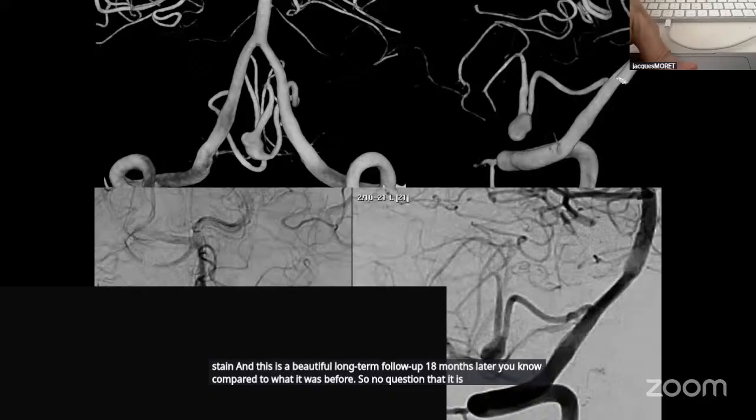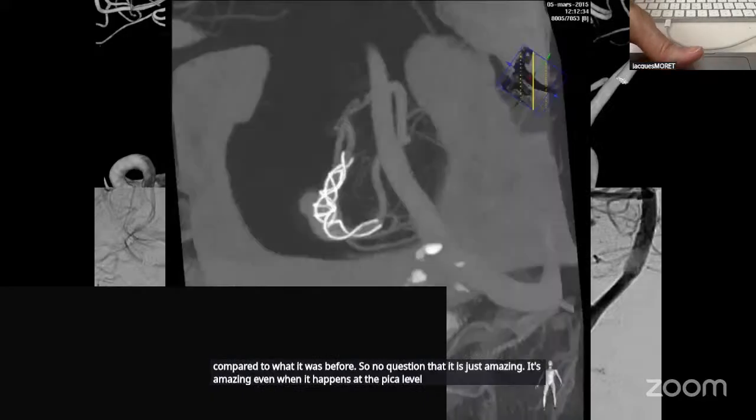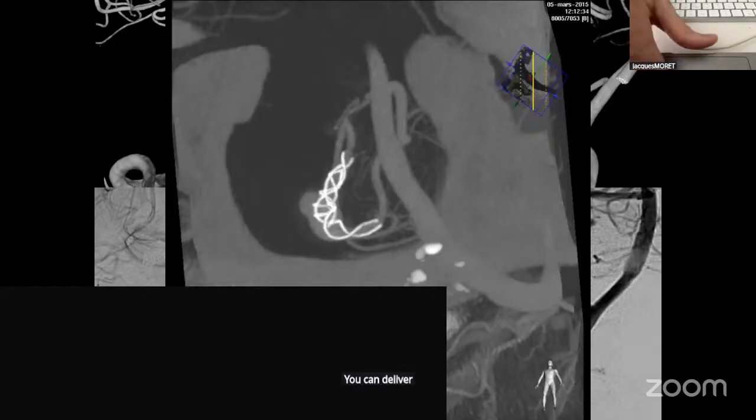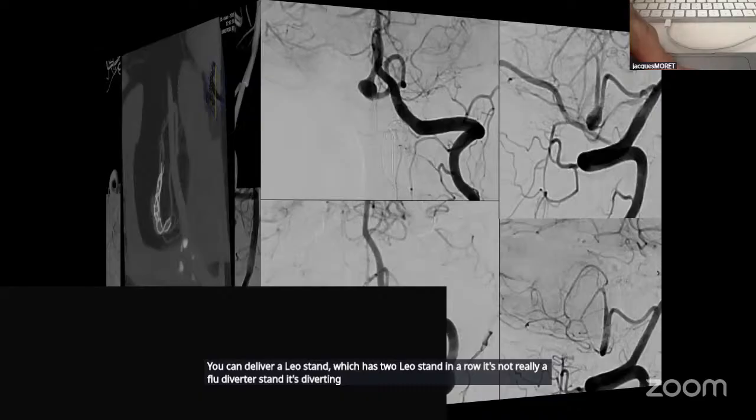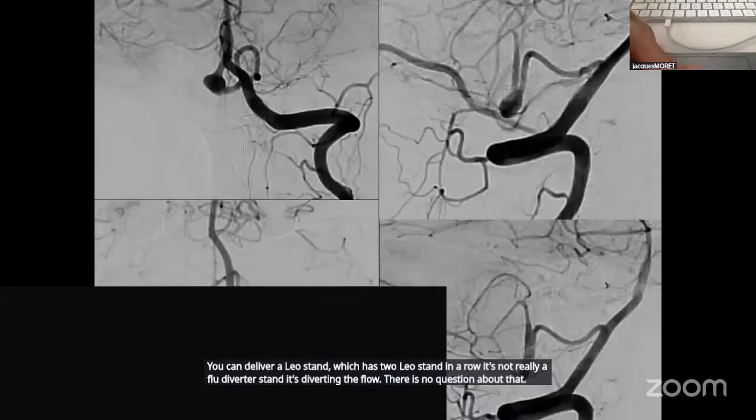It's amazing even when it happens at the pica level. You can deliver a Leo stent, which has 2 Leo stent in a row. It's not really a flow diverter stent, but it's diverting the flow. There is no question about that. And you can see how efficient it is.